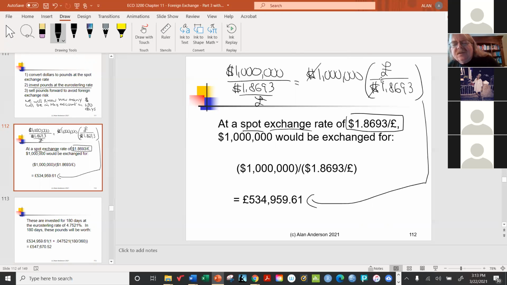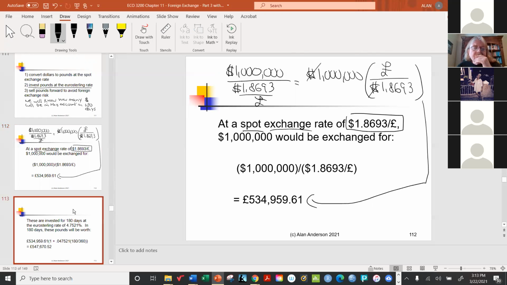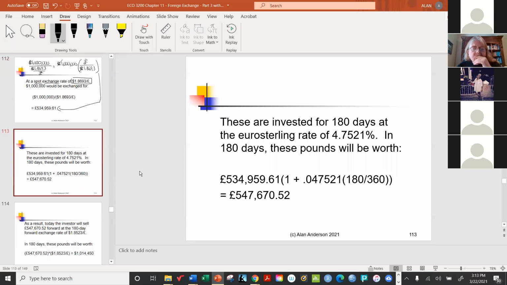Now, once we have that many pounds in our hands, we're not going to throw them into our drawer. We're going to invest them for 180 days in a euro sterling account, which is not difficult. Any major commercial bank in the United States can handle euro currency deposits. So we know already today what the euro sterling rate is, and we can tell with perfect certainty that by depositing these pounds into this account for 180 days, we'll end up with this many pounds in 6 months or 180 days. It's guaranteed.